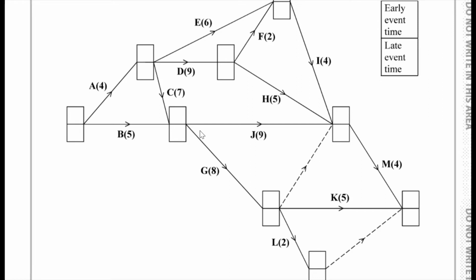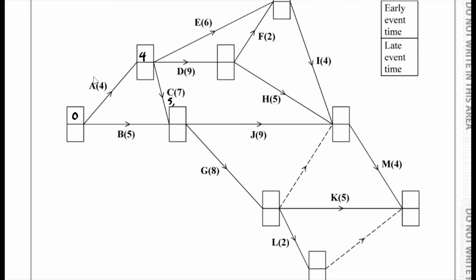Well, let's assume we start at 0. Now, this over here requires a fair bit of work, so we'll try to do this in an easy to understand way. A takes 4 days to complete, so this early event time, which we're going to do first, that takes us up to 4. And if we take a look at B, that takes 5 days to complete. So let's just put a number 5 over here.